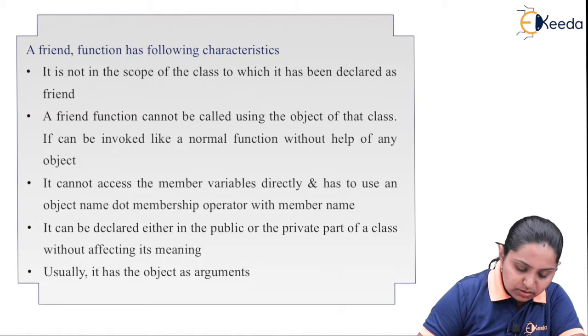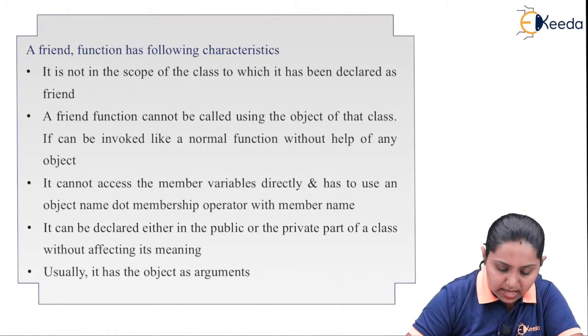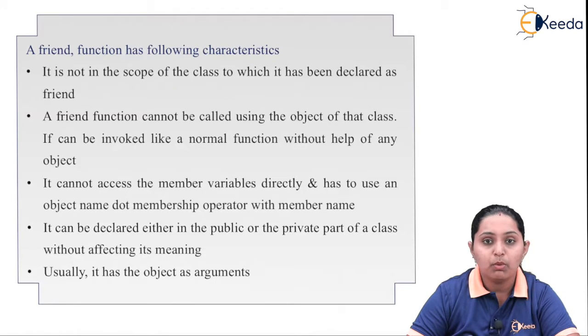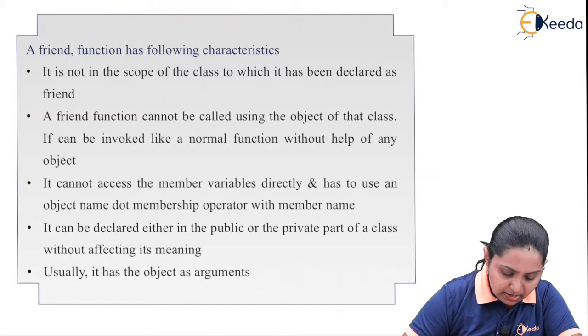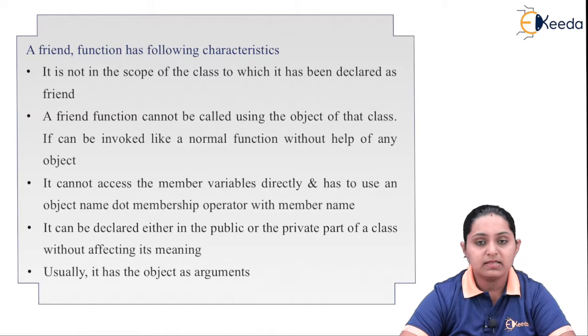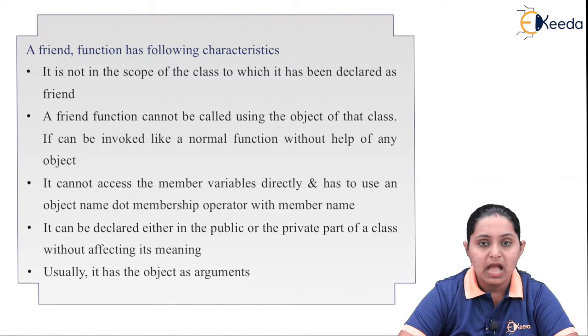First, it is not in the scope of the class to which it has been declared a friend. That means whatever friend function you are declaring, you cannot specify it inside the scope of the class. Next, a friend function cannot be called using the object of the class. It can be invoked like a normal function without the help of any object. Likewise, we call member functions using an object with a dot operator, but for the friend function, you will not use any dot operator or object. You will directly use the function name.